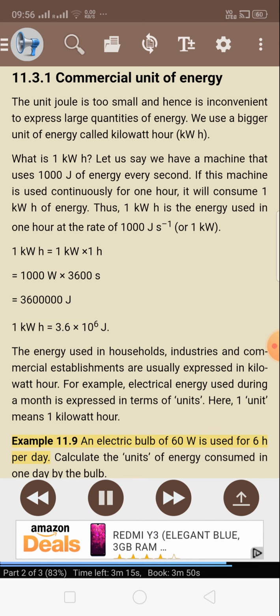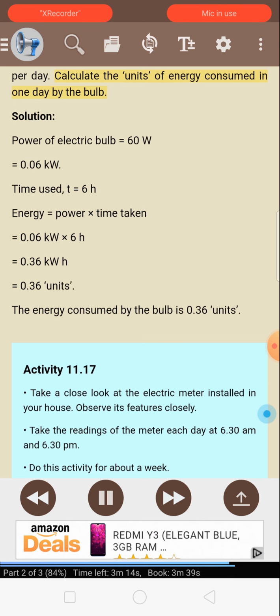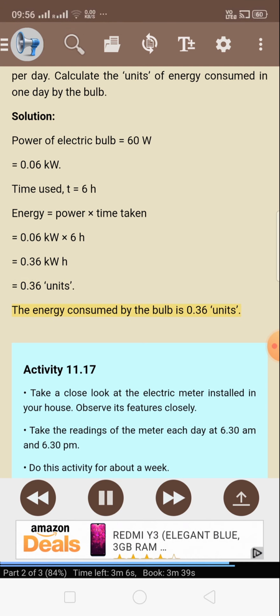Example 11.9. An electric bulb of 60 W is used for 6 h per day. Calculate the units of energy consumed in 1 day by the bulb. Solution. Power of electric bulb equals 60 W, equals 0.06 kilowatts. Time used, t equals 6 h. Energy equals power times time taken, equals 0.06 kilowatts times 6 h, equals 0.36 kilowatt hour, equals 0.36 units. The energy consumed by the bulb is 0.36 units.